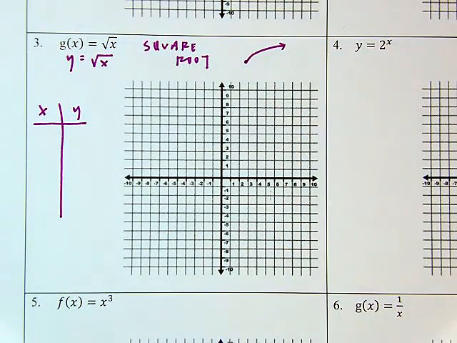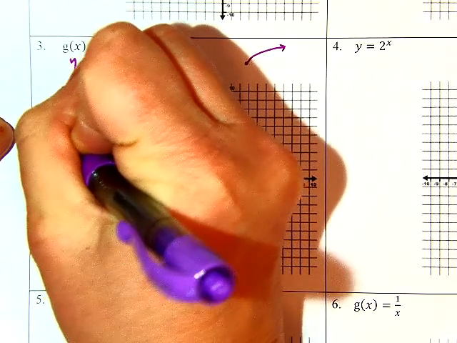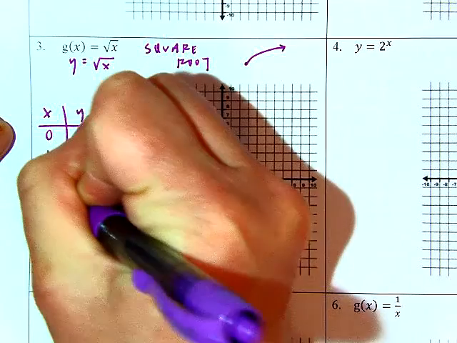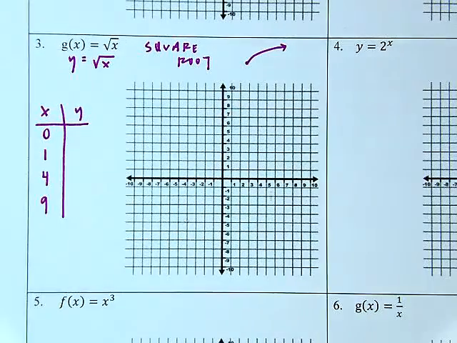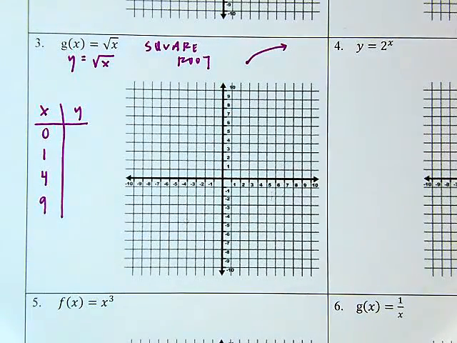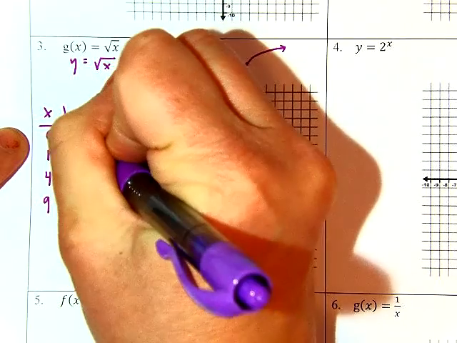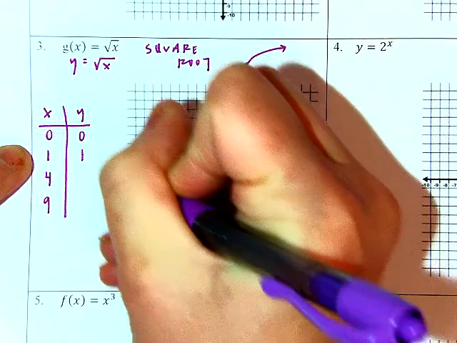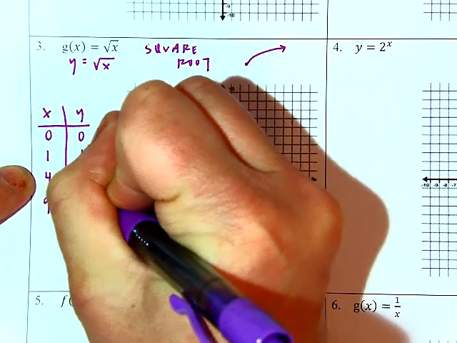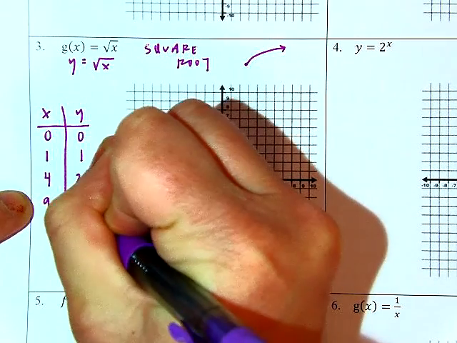So I'm going to input all of the perfect squares so I can plot nice, clean integer values. So I'll plug in a 0, a 1, a 4, and a 9. Again, those are all perfect squares. The square root of 0 is 0. The square root of 1 is 1. The square root of 4 is 2. The square root of 9 is 3.